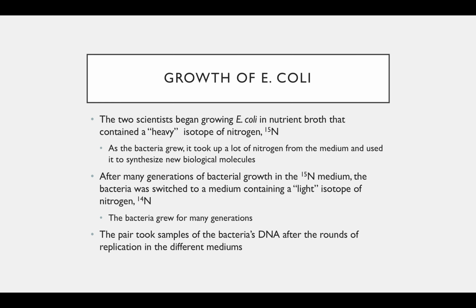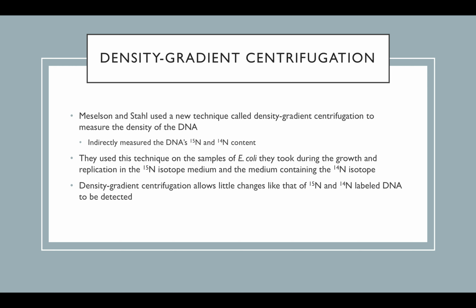And the pair took samples of the bacteria's DNA after rounds of replication in the different mediums, and they were labeled as 15N or 14N. Levinson and Stahl used a new technique called density gradient centrifugation to measure the density of the DNA. So they took their samples and were able to separate the two bands based off of the 15N and 14N content in the DNA. And the centrifugation allows little changes like that of 15N and 14N labeled DNA to be detected, so they could figure out what type of replication occurred.